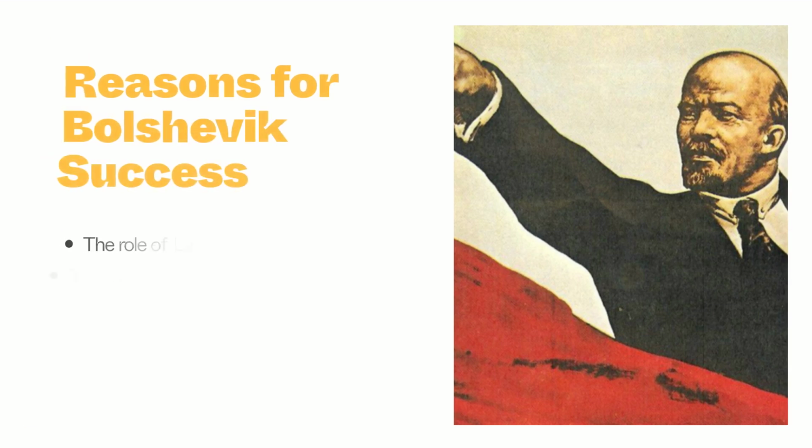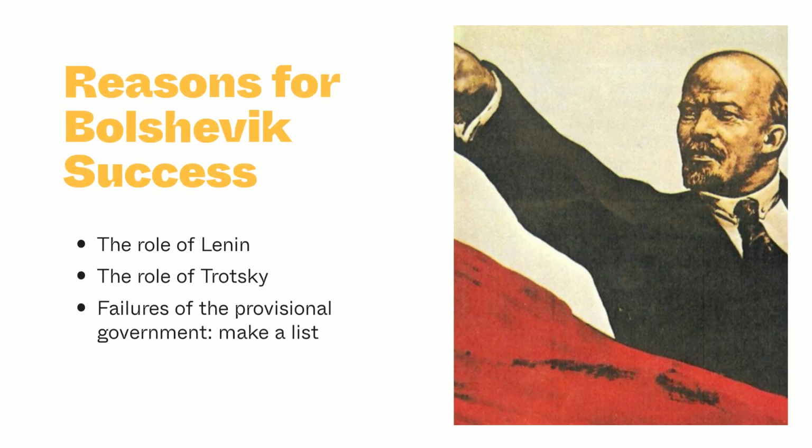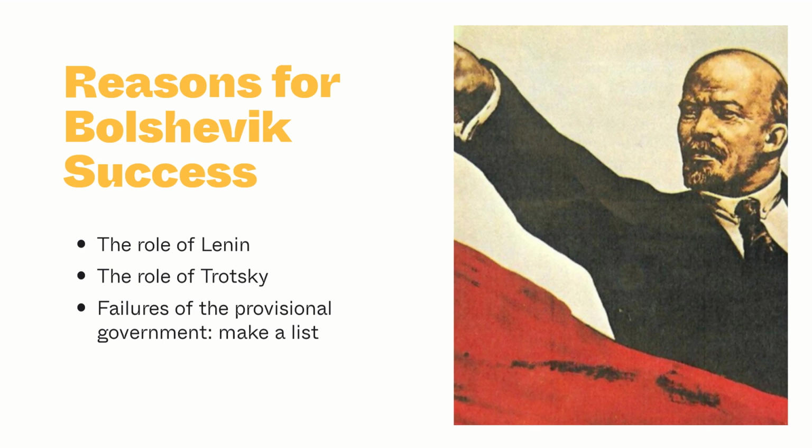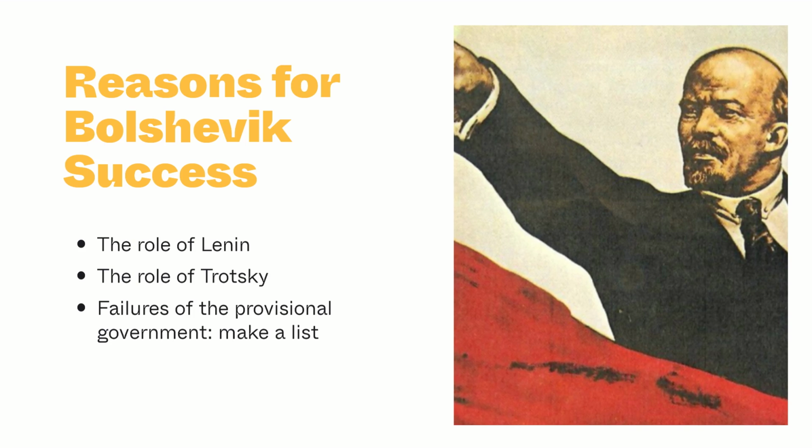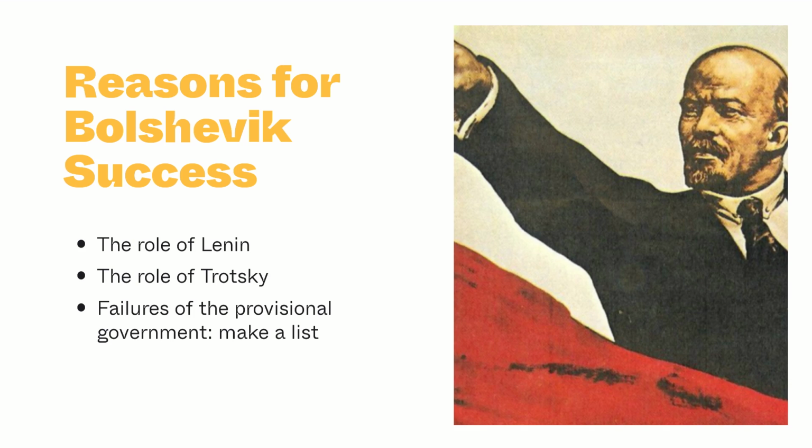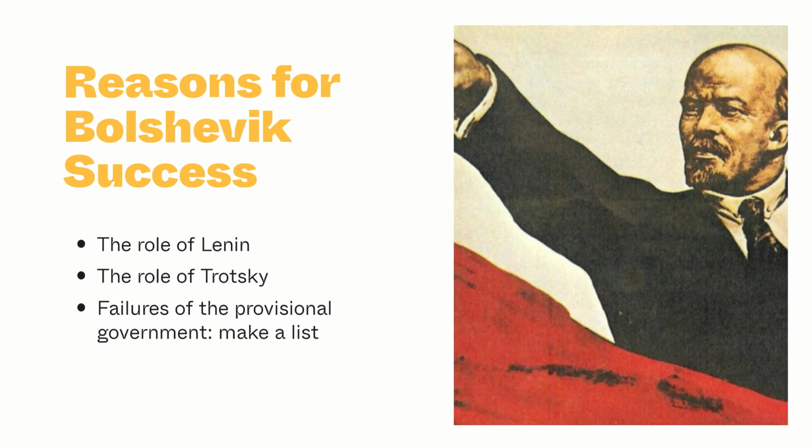The main reasons why the Bolsheviks were successful in seizing power in October 1917 can be put down to 3 reasons: the role of Lenin, the role of Trotsky, failures of the provisional government. From our own knowledge, what weaknesses did the provisional government already have? Task: pause the video. Make a list of the weaknesses of the provisional government that we are already aware of.